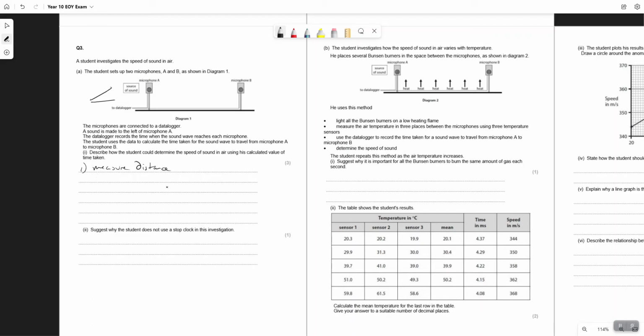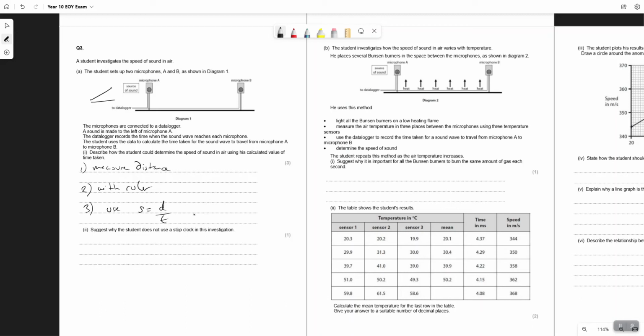Okay, loads of people said that. What was said less commonly is what you're measuring it with. Measure it with a ruler. Okay, and then the third marking point is to use speed equals distance over time.